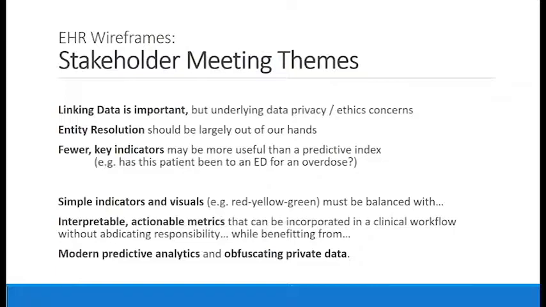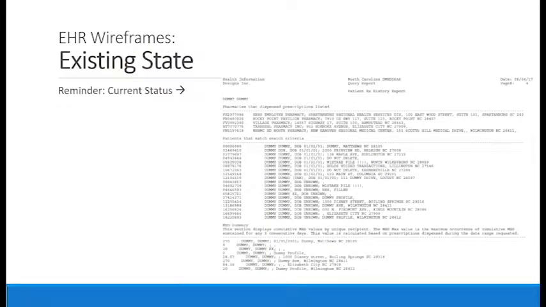So the big themes from the stakeholder meetings that we're going to turn into visuals in the next slide are that linking data is important, but there are underlying privacy and ethics concerns that I've already talked about. Then there's entity resolution, which is largely up to providers right now. In CSRS, the only linkage they're doing is exact name matches with the same zip code. You can have a different address, I think, is the only automated entity linkage, which is barely anything. So if you make a typo in a name, that's a different person. If the birth date is off by a day, that's a different person.